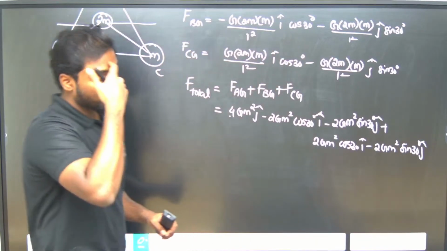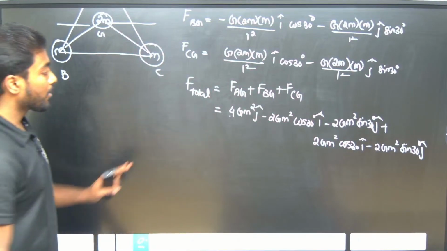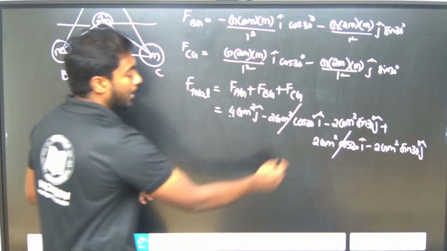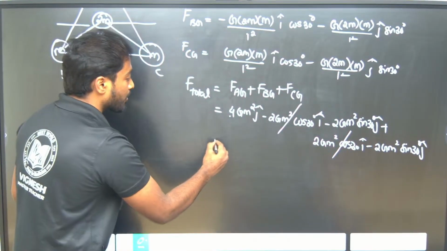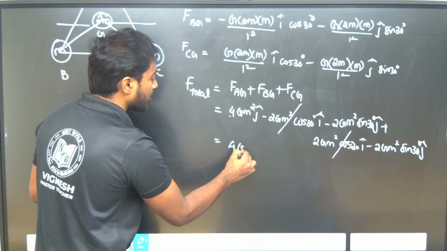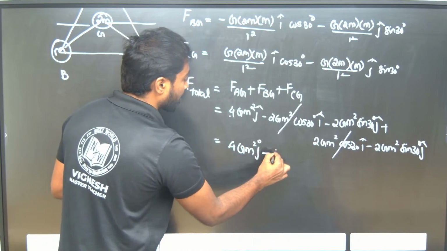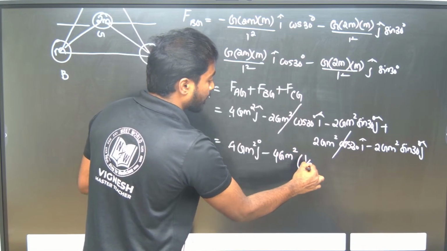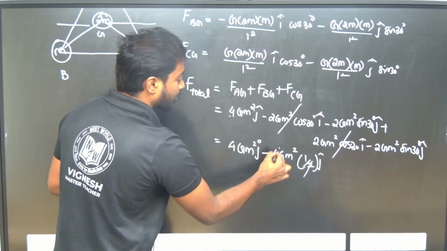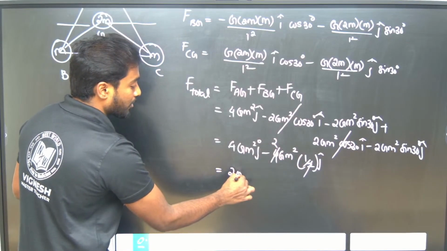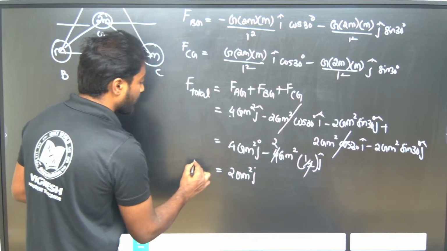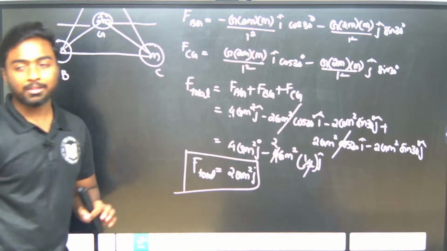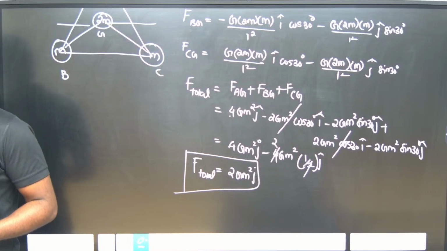So this is my forces when I add everything, and this minus 2Gm square plus 2Gm square will get cancelled off, minus 2 and minus 2 will get added up, so it will be nothing but 4Gm square j cap minus 4Gm square sin 30, which is 1 by 2, that is j cap again, so 1 times and this is 2 times, so 2Gm square j cap is the F total. So this is the force acting on the centroid.